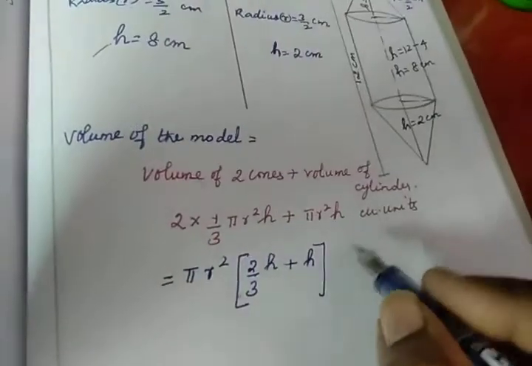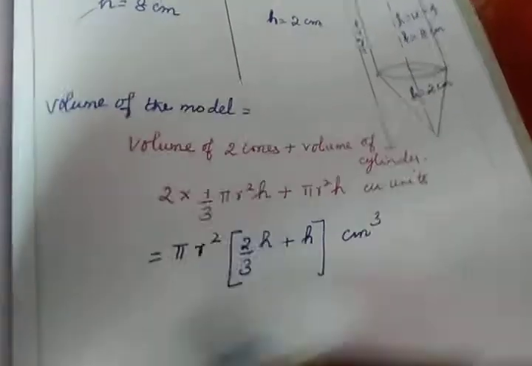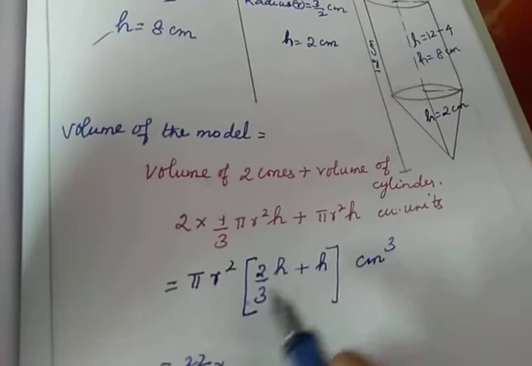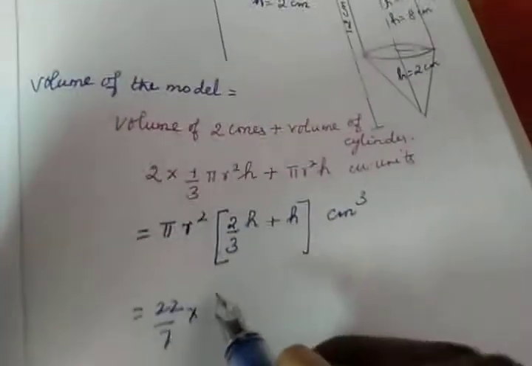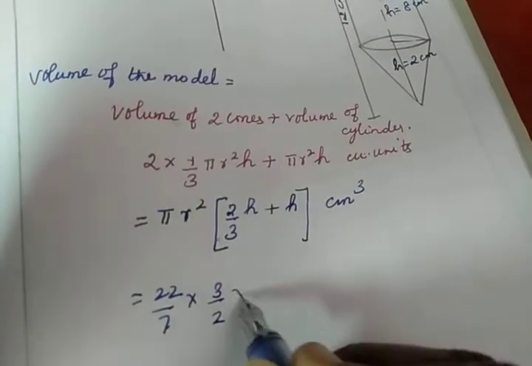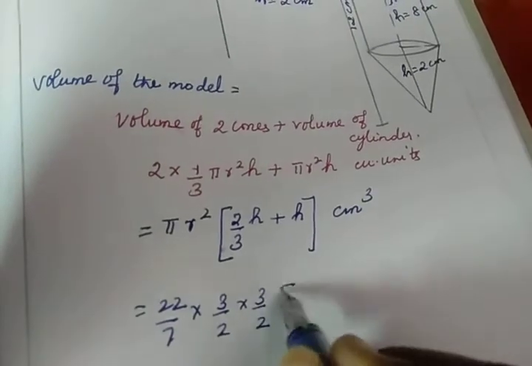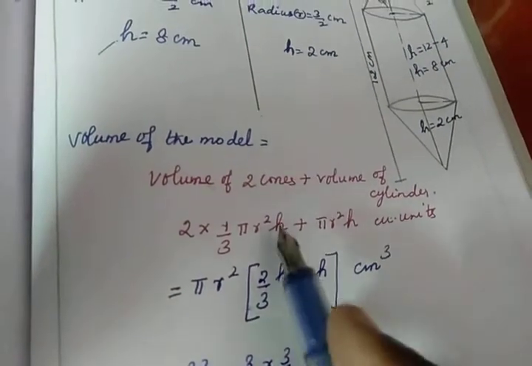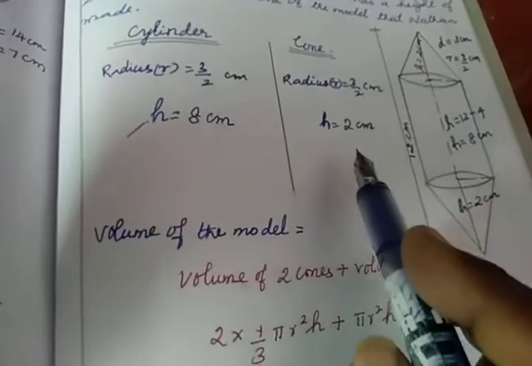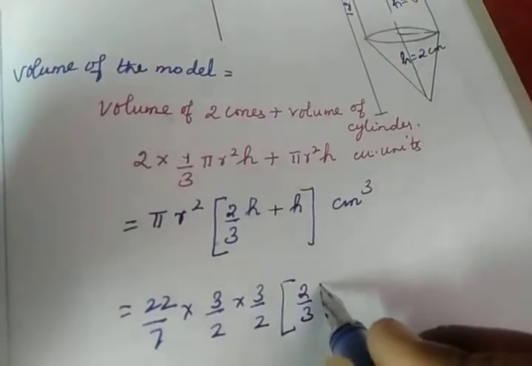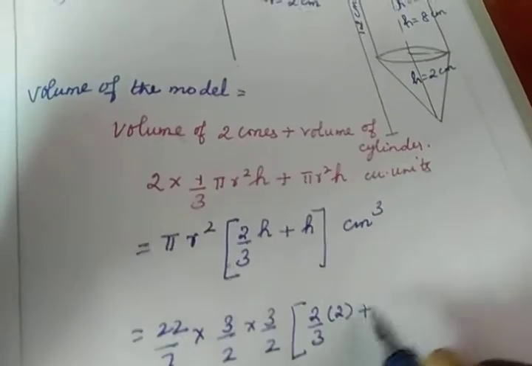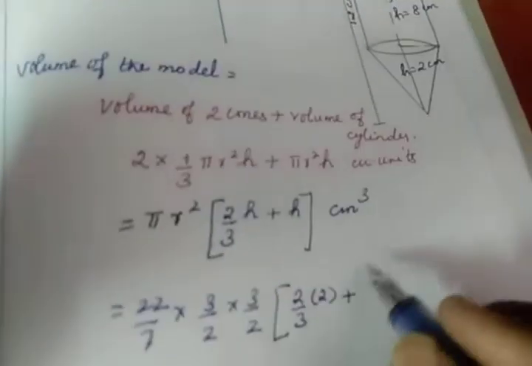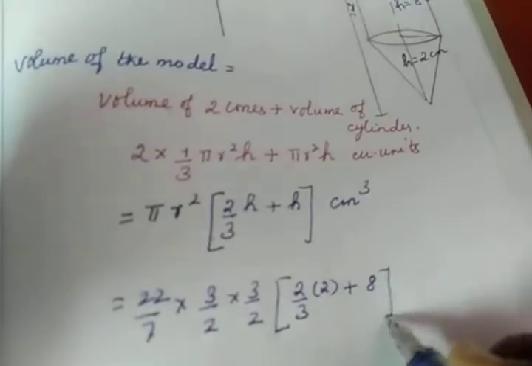Centimeter cube. Now substitute. 22 by 7 into r squared is 3 by 2 into 3 by 2, into 2 by 3 into h. This h is for cone. Cone h is 2 centimeter. Plus this h is for the cylinder. Cylinder is 8 centimeter. You should substitute it correctly.